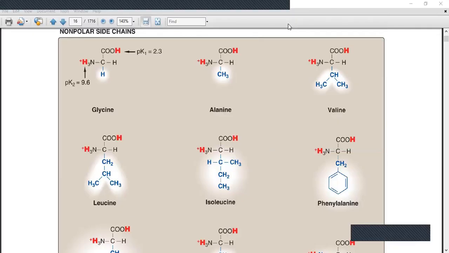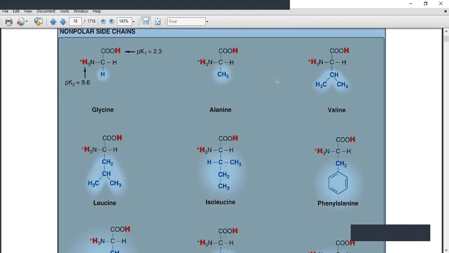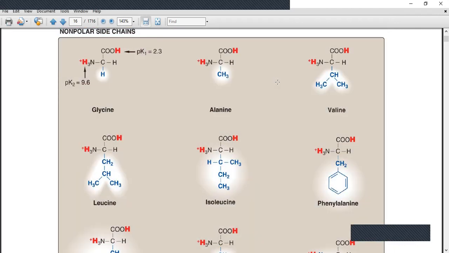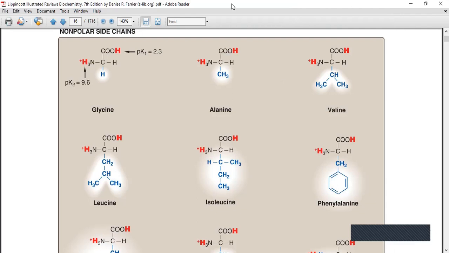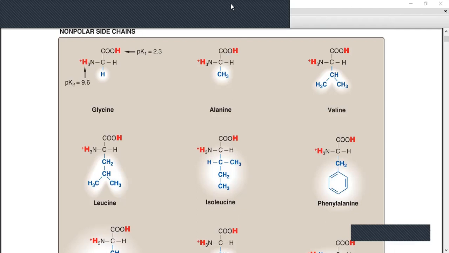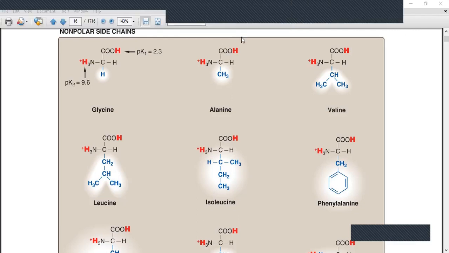Welcome. In this session, we are going to look at the catabolism of branched chain amino acids. There are 3 branched chain amino acids as shown here: valine, isoleucine, and leucine.